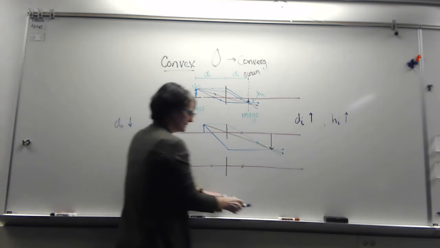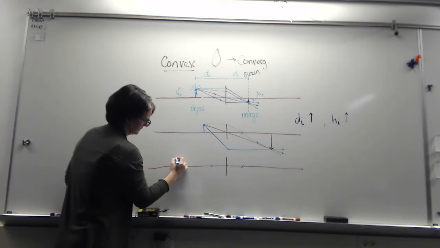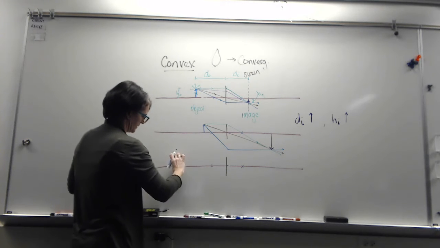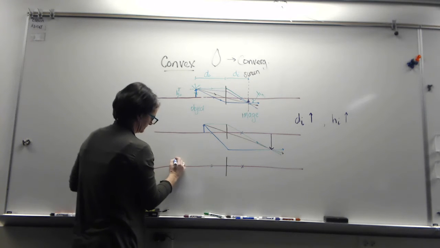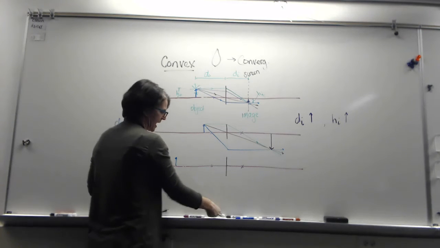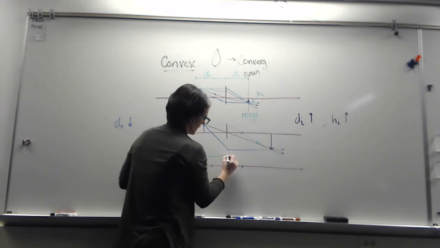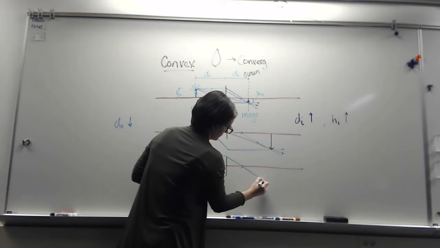Well, what happens if I move my object further away from the lens? Using the same principal axes, parallel ray of light goes through the focal point.